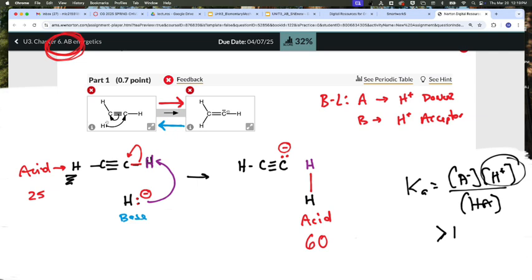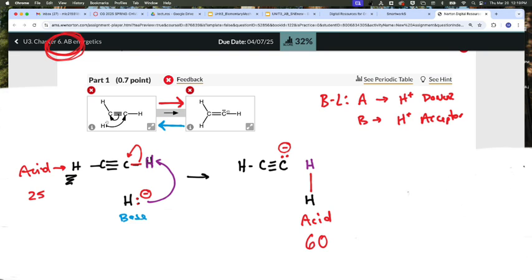Kind of, sort of? You're not supposed to shake your head at that. It's just rude. Okay, so cool. What do we decide? 25 is a stronger acid. What does that mean? It will dissociate.